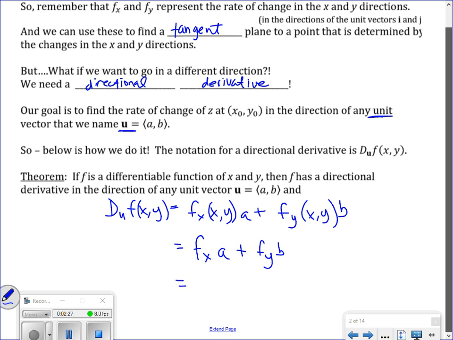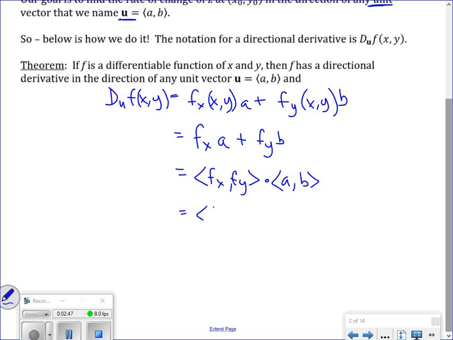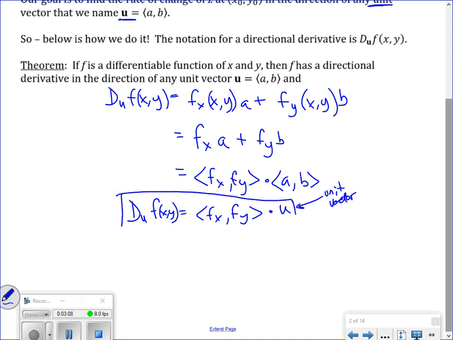And so if I pull this apart and make it a vector with fx and fy, that is the derivatives, and then dot product it with a and b, which is a direction, it is just a dot product. And instead of a b, we can also just put u right there. So I could further say this is just fx, fy dotted with u. And make sure you know that u is a unit vector, or you will not get the right answer. All right, so that is basically your definition of a directional derivative. That little last piece right there.